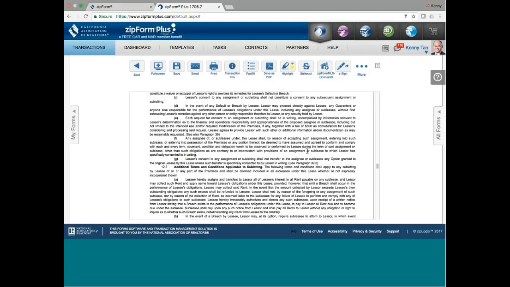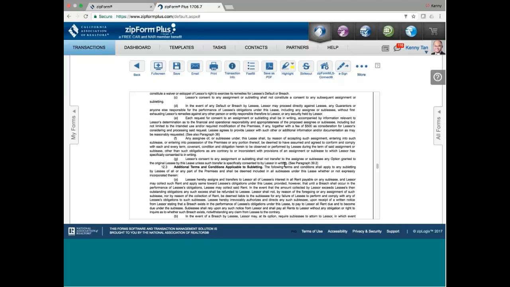And if you look at G, it says lessor's consent to any assignment or subletting shall not transfer to the assignee or sublessee any option granted to the original lessee by this lease unless such transfer is specifically consented to by lessor in writing. Now, if you are a tenant, you have, let's say, two 5-year options remaining on your lease. And now you want to sell your business to a buyer. And in order for the buyer to consider buying your business, the buyer might want to know how many years of options you have left.